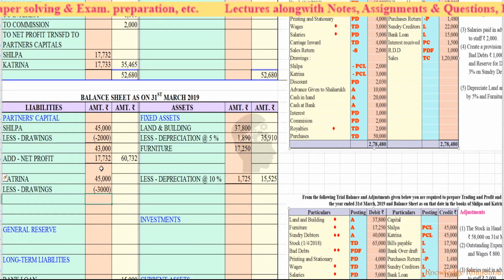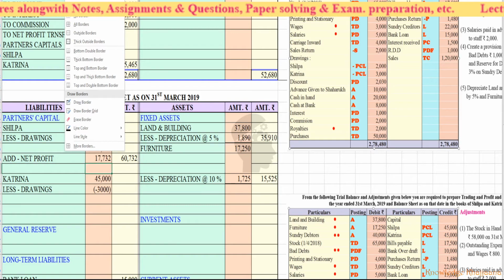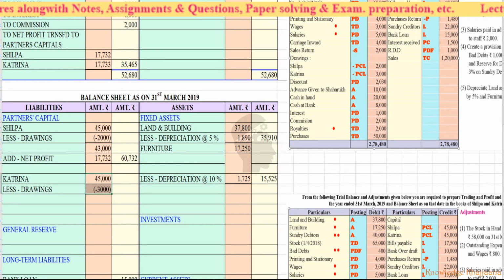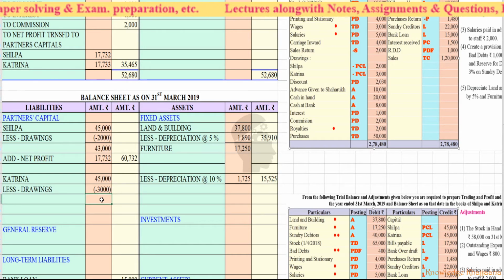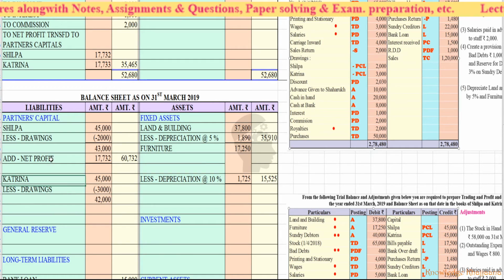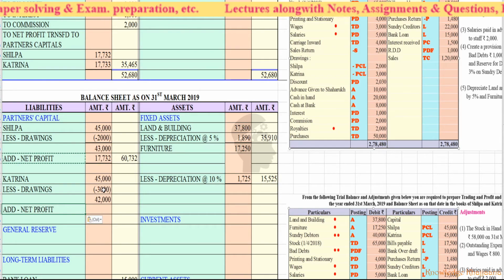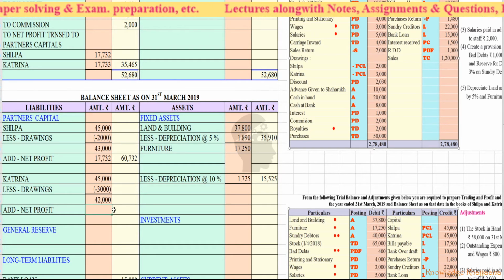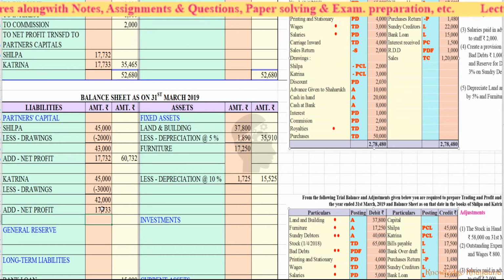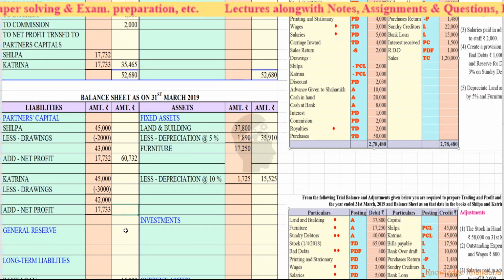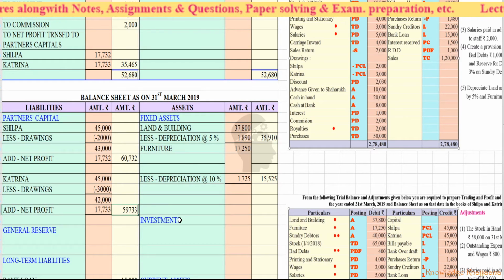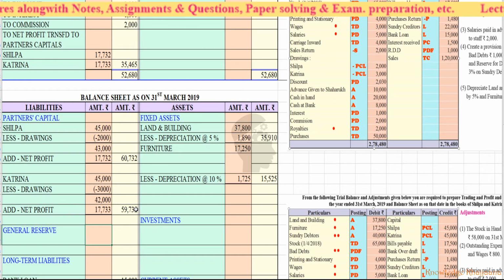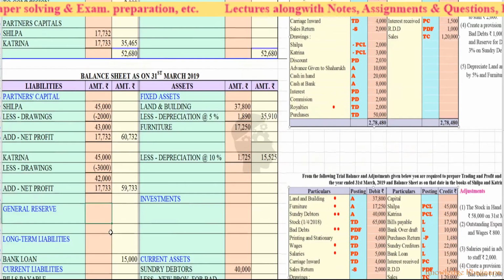Similarly we do for Katrina. Okay. Katrina has a capital amount of rupees 45,000 and she has withdrawn rupees 3,000. Okay. So after withdrawal of 3,000 she was having the capital of rupees 42,000, right? Now what we have to do? We have to give her the net profit. So add the net profit over there. How much is the net profit? 17,733. So how much is the total? 17,733 plus 42,000. It is 59,733. Okay. So rupees 60,732 is the total capital of Shilpa and rupees 59,733 is the total capital of Katrina. Okay.